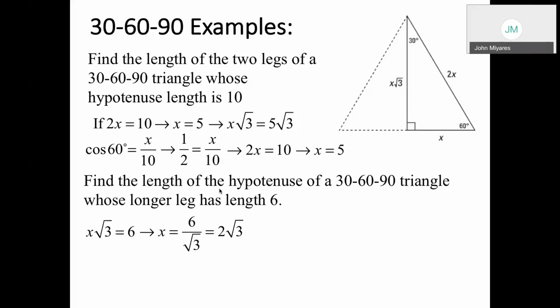Now, the value of x is actually the length of the short leg, but the hypotenuse is just going to be double the short leg. So we can multiply that length by 2 to get the hypotenuse having a length of 4 square roots of 3 units.